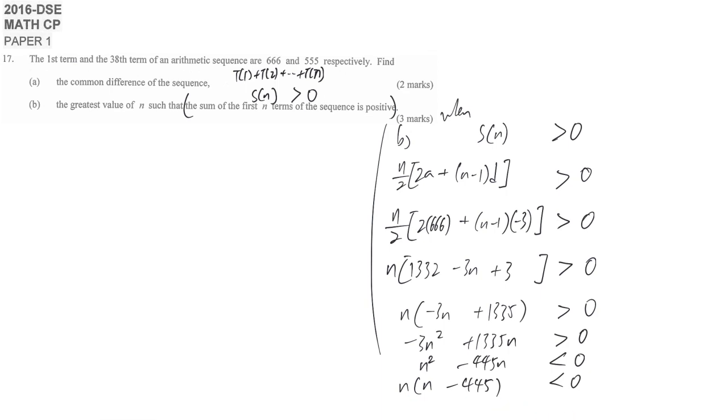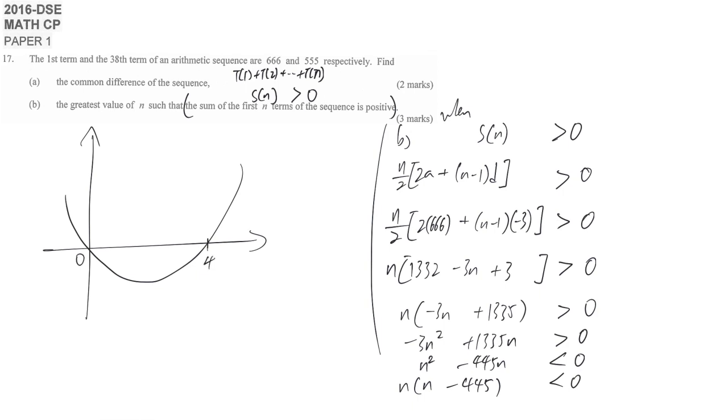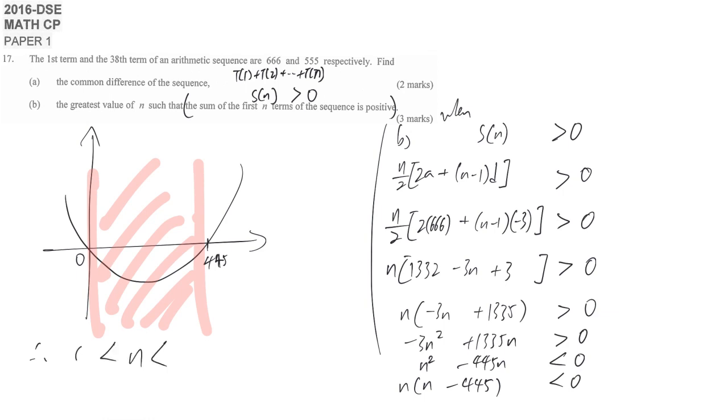If I draw the graph depending on n, it's upward sloping with two roots. The first root is 0. The second root is when n is equal to 445. To ensure that the outcome is below 0, that means below the ground, we are talking about this section. We can choose. So that means the feasible solution of n is between 0 and 445.